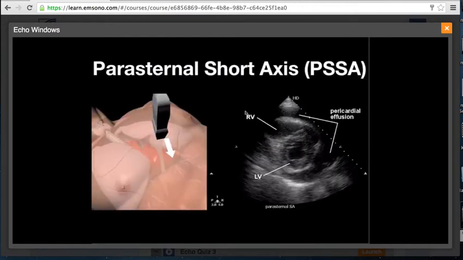The parasternal short axis window is going to be an imaging plane obtained from the left shoulder to the right hip. If you are in the abdominal mode, you're going to place the indicator towards the patient's right hip. If you're in the cardiac mode or cardiac preset, you're going to have the indicator pointed towards the patient's left shoulder. And this will provide you with the following image: anterior, posterior, patient's right, patient's left. Here's right ventricle, here's left ventricle, and this is a patient that had a large pericardial effusion surrounding the heart.